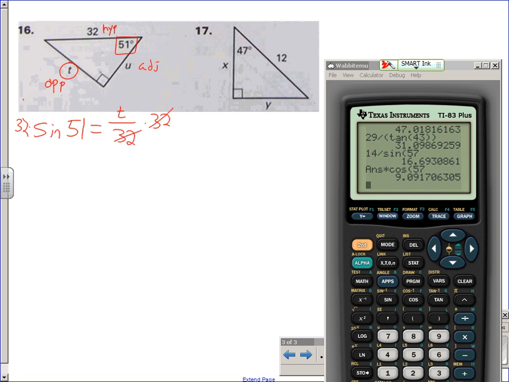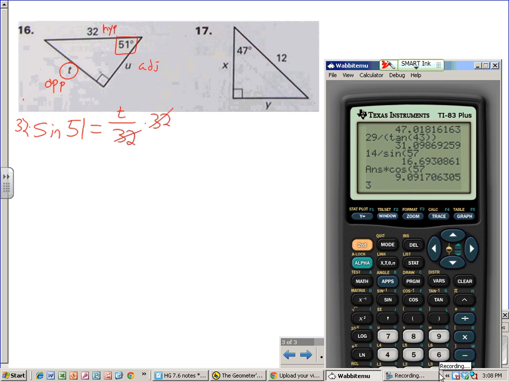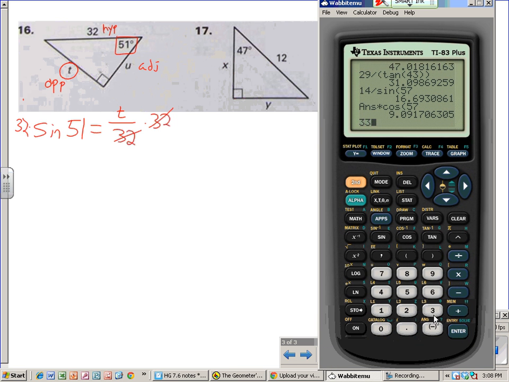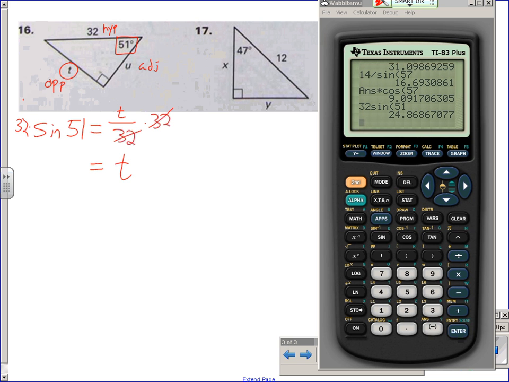So to solve for T, multiply both sides by 32. Remember, nothing touches that angle measurement. Nothing goes inside a trig function from the outside. It does not go inside. So we got 30, whoops, see, hang on. We got 32, I messed that up. 32, there we go, times the sine of 51, enter. Side T is, if we round these to the nearest tenth again, 24.9. There's our value of T.